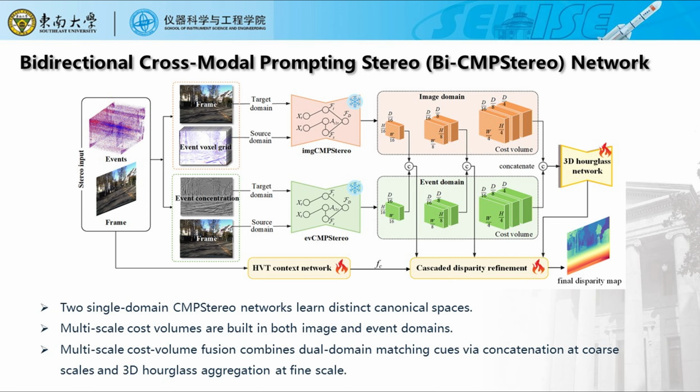Overall, BI-CIMP stereo allows the model to exploit both image-guided and event-guided matching cues. Instead of relying on a single canonical space, it learns two distinct but complementary canonical spaces, leading to more robust and accurate disparity estimation in event-frame asymmetric stereo.